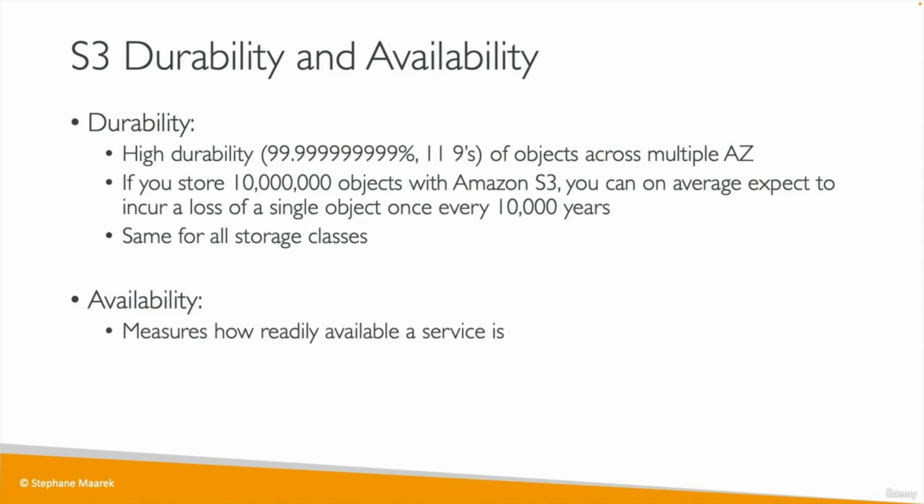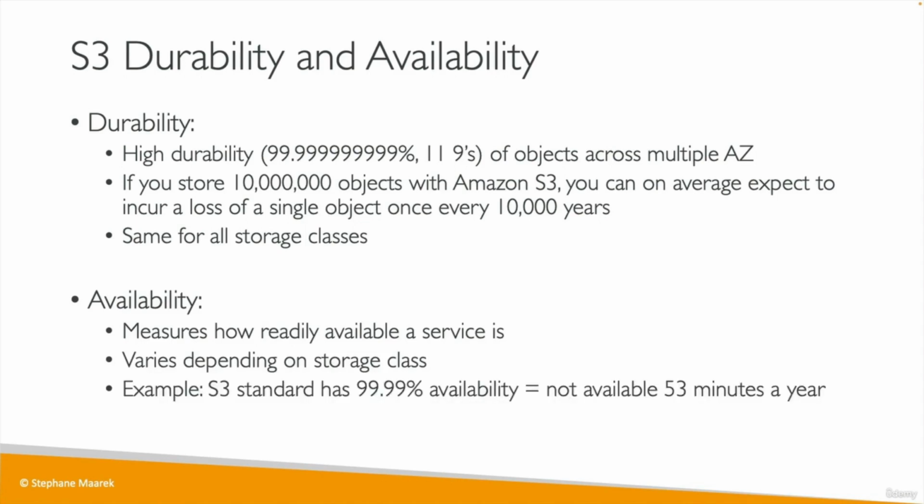Availability represents how readily available a service is. And so this depends on the storage class. For example, S3 Standard has a 99.99% availability. That means that about 53 minutes a year, the service is not going to be available. That means that you will get some errors when you deal with the service. So you need to take that into account when you develop your applications.